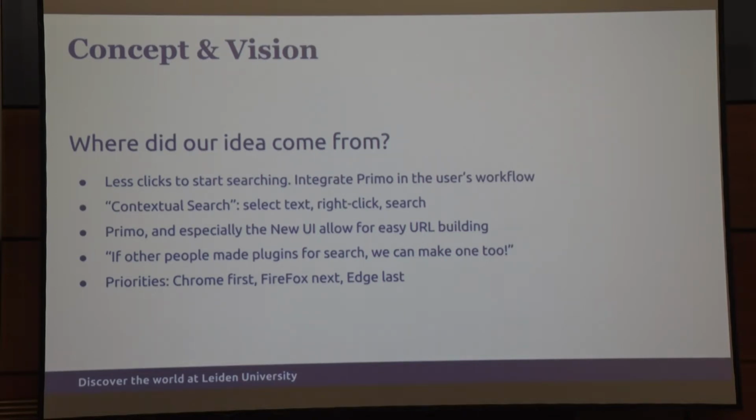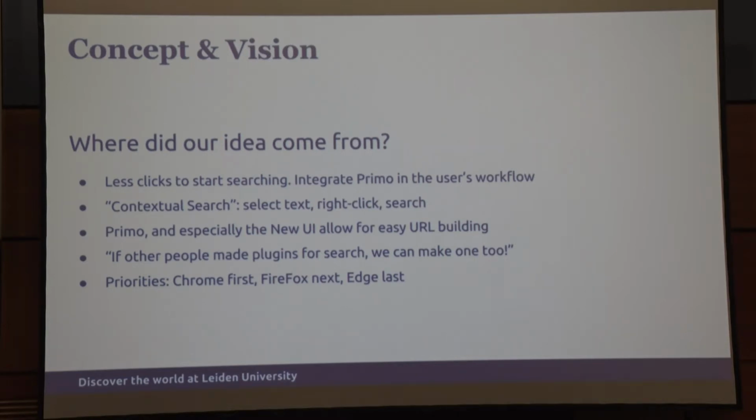Then you have to turn on your browser. Then you have to go to, in our case, catalog.leidenuniv.nl, and then start researching. And we thought, well, maybe we can come up with an idea to take a click away from that. Contextual search, well, when you are in Chrome, you right-click on things, and then you see search in Google. And we thought, well, maybe we can make something similar, but for our search engine.